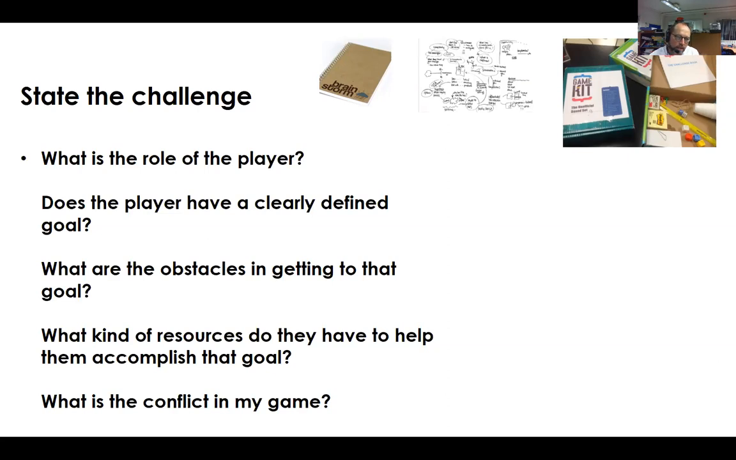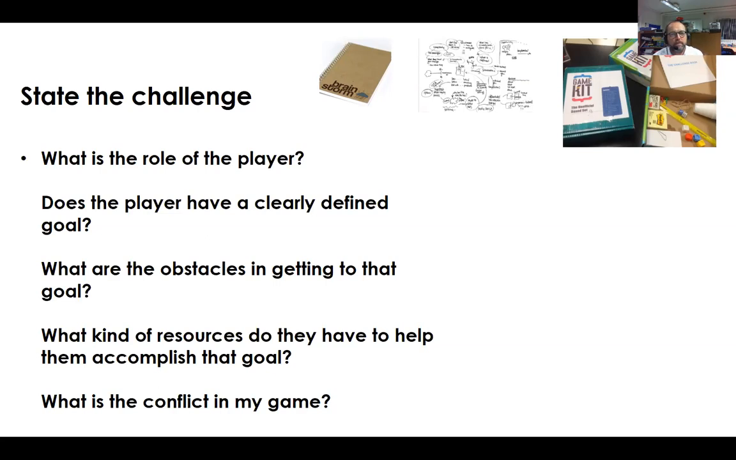So that is linked then to the role and the goal. So what is the goal for the player? To win the game, to get to the end, to exclude every other player? And what are the obstacles that they're going to meet along the way to achieve that goal? What do they need then by way of resources to help them accomplish the game or the goal? And where is the conflict in your game?